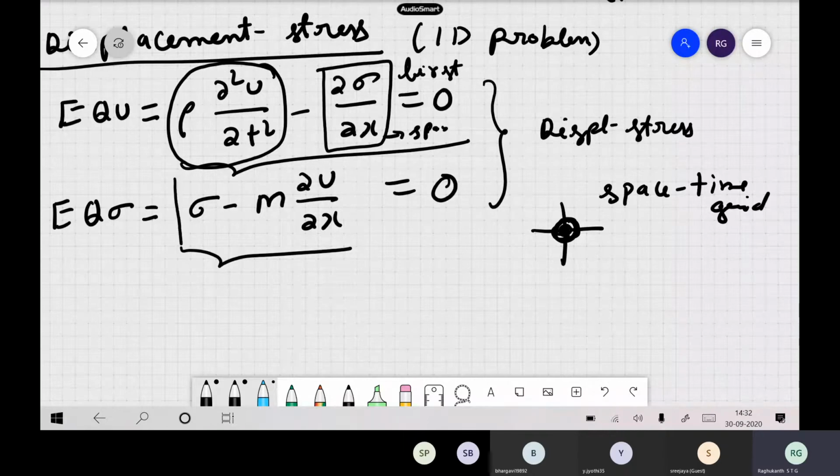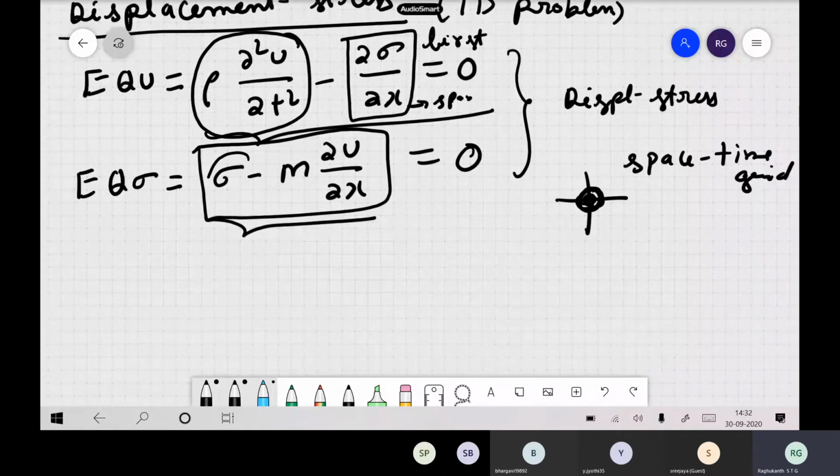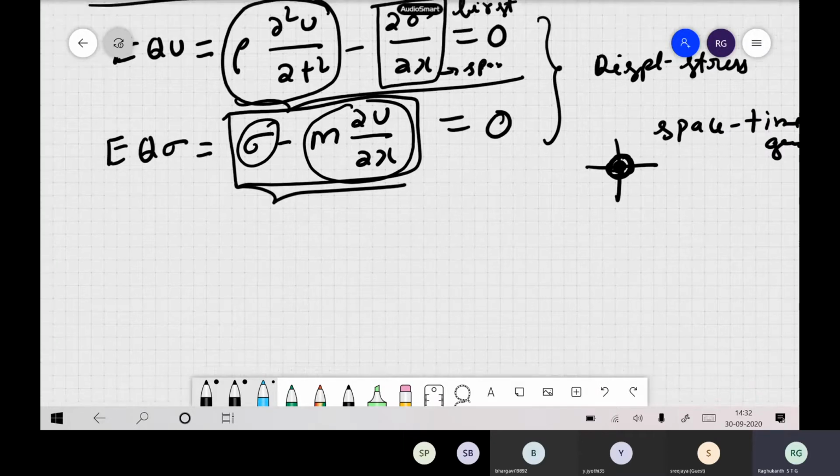Now if you see the second equation, here also we have an issue. The issue is, you have a stress here, and this is a derivative actually. So if I take any point in my finite difference grid, at that point I should have defined sigma, and I also should know this first derivative of u, and it has to be approximated at the same space-time grid itself.